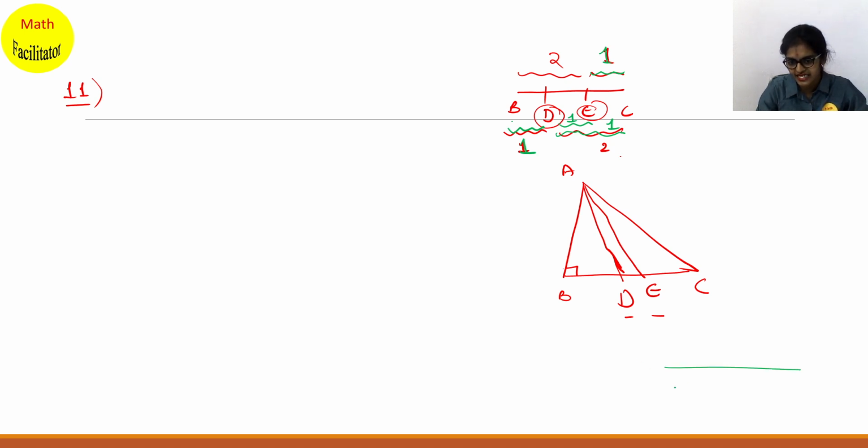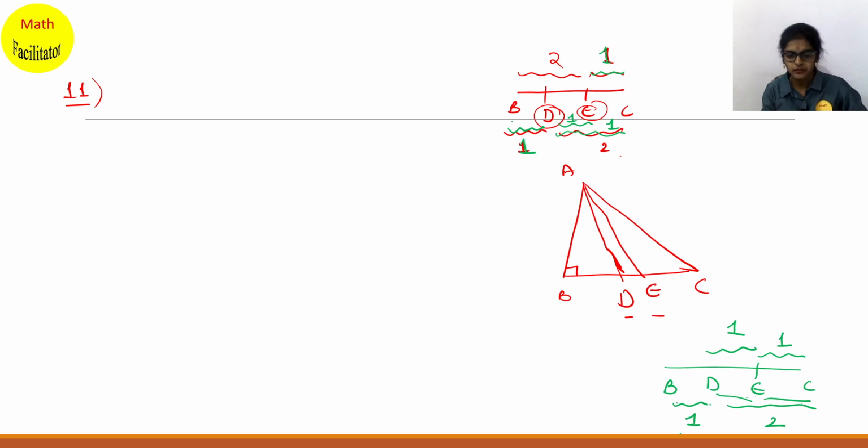Clear? Getting the point? Just see here, out of BC, BD is one part. This complete thing is two parts. But you have a point E, and now this EC is one part. So out of DC's two parts, EC is one part. So what about DE? DE is also one part. That means BD is one part, DE is also one part, EC is also one part. Each of them is equal. Suppose BD is X, DE is also X, and EC is also X. That is a very important point which we are going to use here.